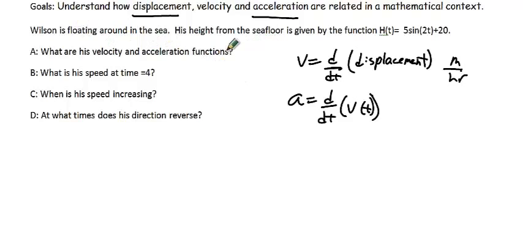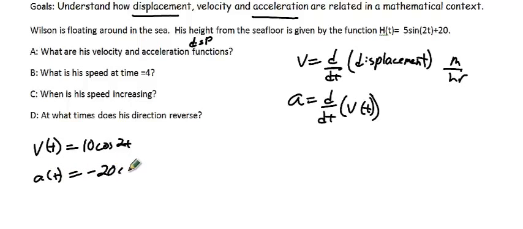So we've got this particular problem, and we have a height, which is a displacement, and it's given by this. Velocity and acceleration functions. Well, the velocity function would just be the derivative. So that's equal to 10 cosine of 2t, and we lose the 20. Acceleration would just be the derivative of that. So negative 20 sine of 2t. That's really it to find the acceleration and velocities.